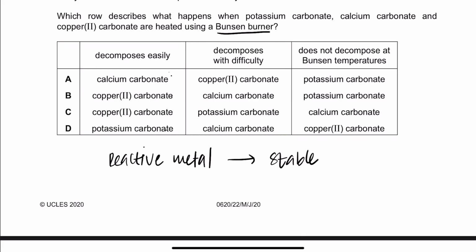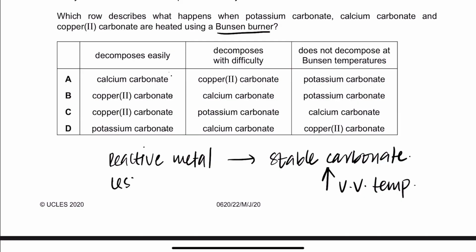Okay, the more stable carbonate actually means that you'll have to provide very, very high energy, a very high temperature, for it to decompose. The more reactive the metal, I'll give you guys the entire reasoning for that. And the metal that's less reactive, it will decompose the carbonate.